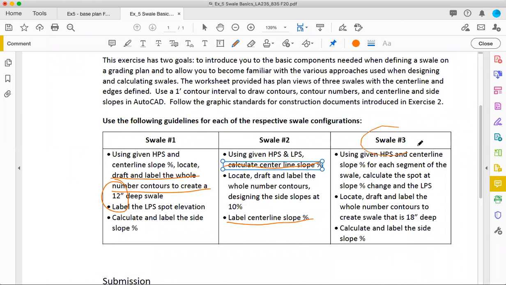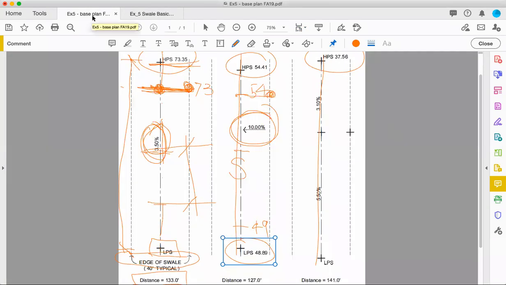The last one, swell number 3, is the most complicated of the 3. But if you look closely at the base map, essentially this means you have 2 centerline slopes, right? So the slope of the centerline for this one is changing. It's not a uniformly sloped swell anymore. But that doesn't make it really difficult to solve, because you can essentially treat this one as 2 swells.